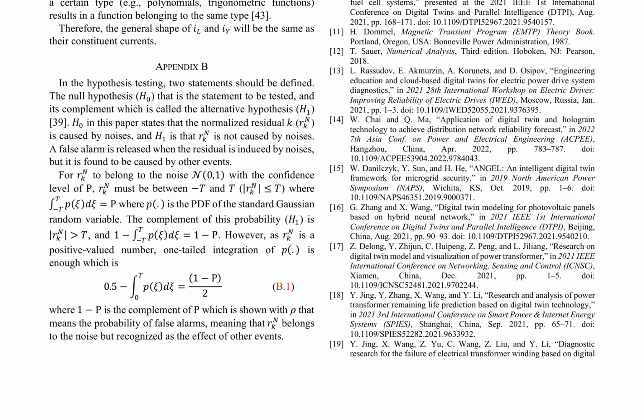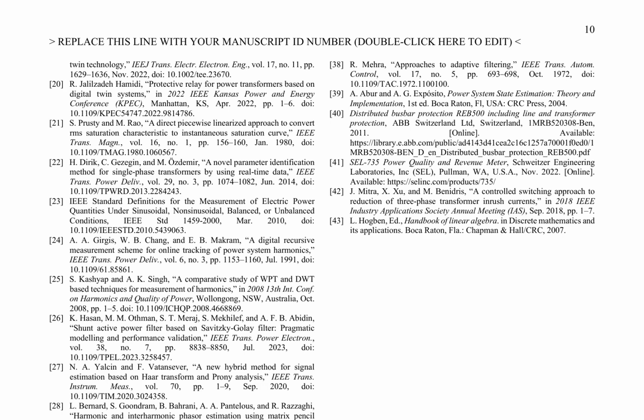The proposed method is compared to existing digital twin technologies and their applications in power systems, transportation systems, and smart cities. The development of digital twins for power transformers, distribution power transformers, and electric power drive systems is discussed. The paper also reviews existing research on digital twin modeling for photovoltaic panels, power transformer remaining life prediction, and fault diagnosis in PEM fuel cell systems.